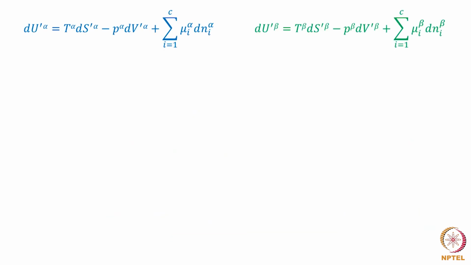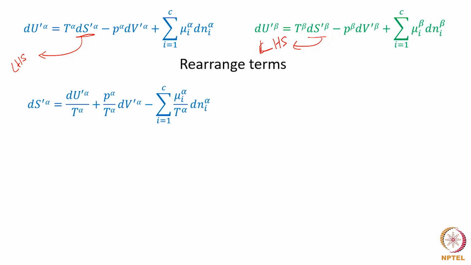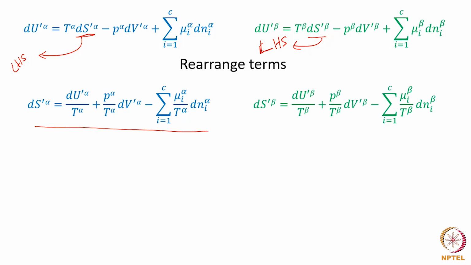So we can then look at these expressions and rearrange the terms. What we want is to have the entropy term on the left hand side. So we do that rearrangement, and it can be written as follows here, and similarly it can be written for the beta phase also.